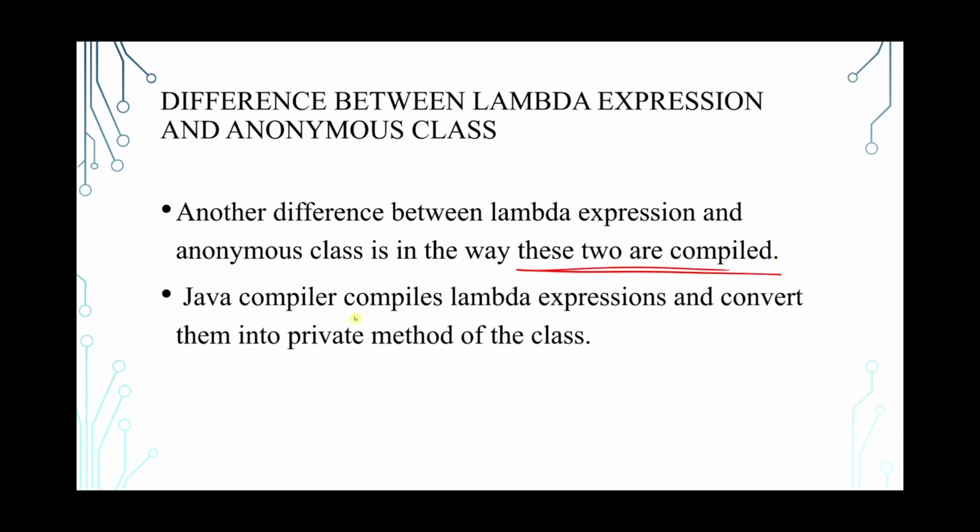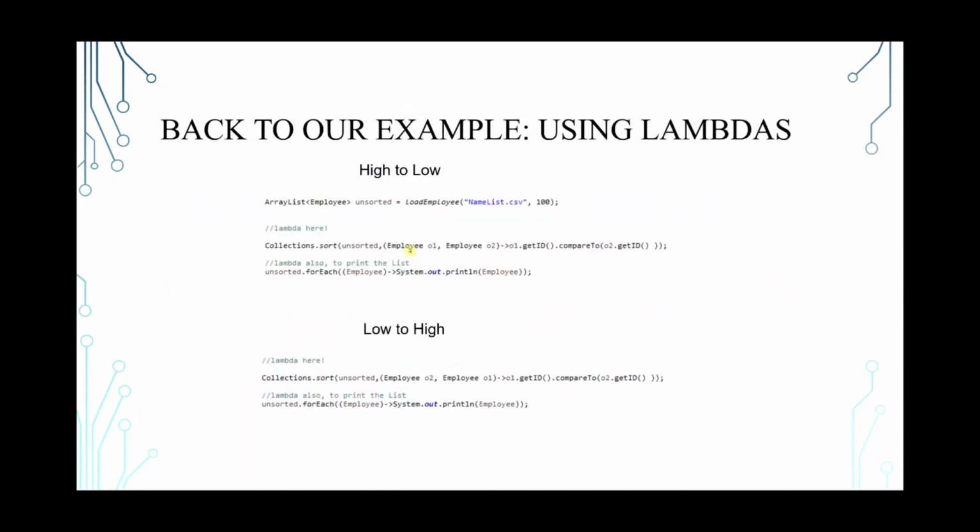So the Java compiler compiles Lambda expressions and converts them into a private method of the class. So this is thought of as an anonymous function, so it's going to be compiled as a private method. But the anonymous class is going to be compiled as a class, not a function, not a method.